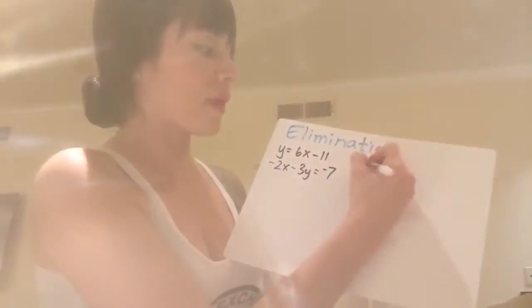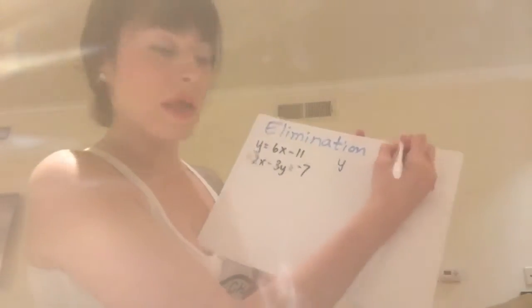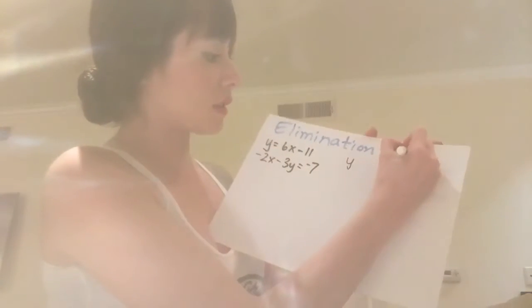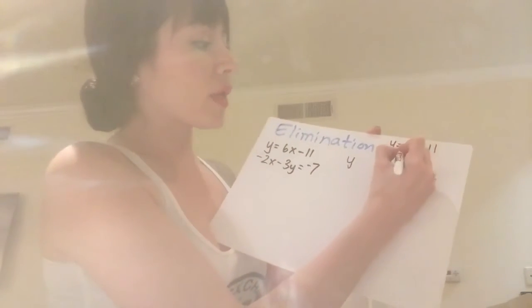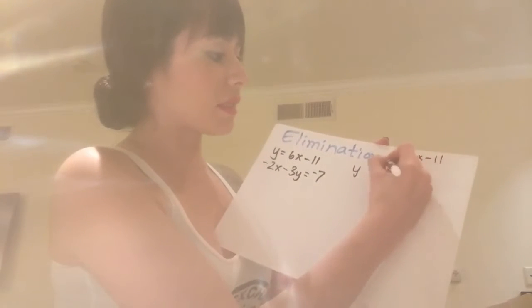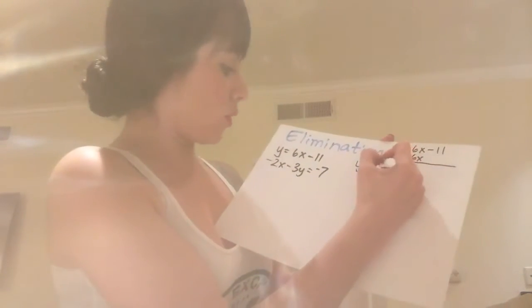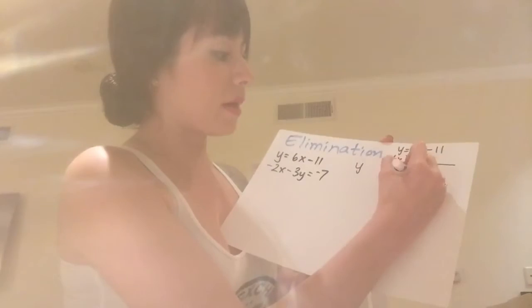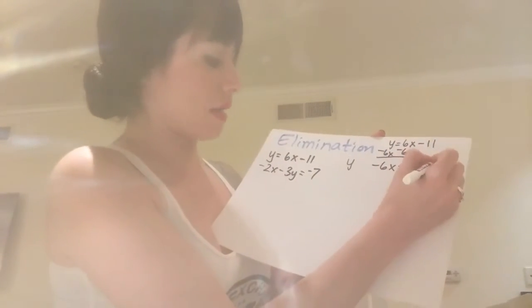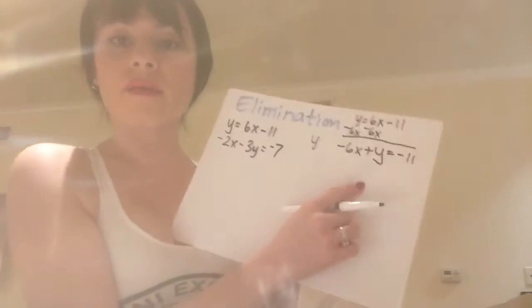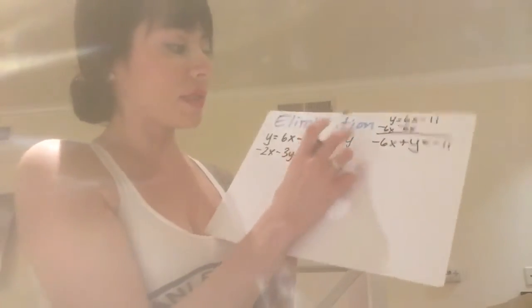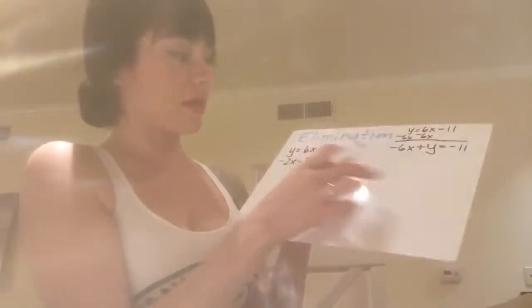So to do that, I'm going to do it better over here in the corner. If we have y equals 6x minus 11, we can do the inverse of 6x, which is negative 6x, to both sides. And then we will have negative 6x plus y equals negative 11. So now we have it in standard form, and we can use it with this bottom one. So I'm going to erase the top one because we didn't change anything. We just did the inverse operations, which kept the equations equivalent and balanced.